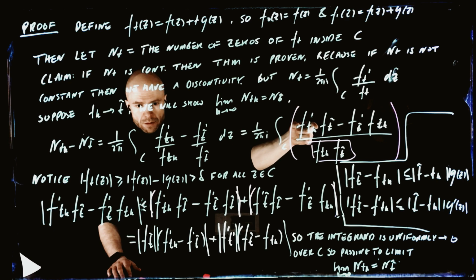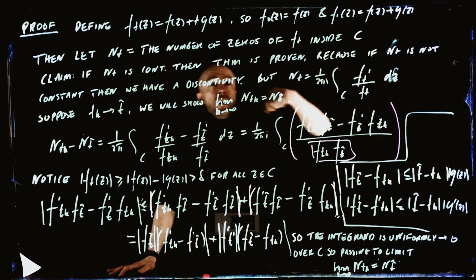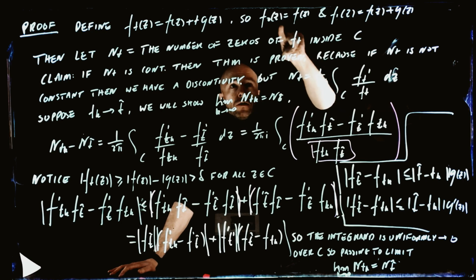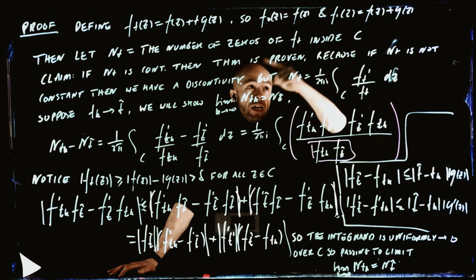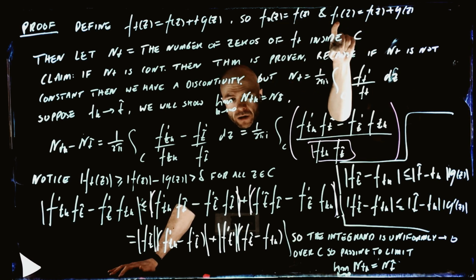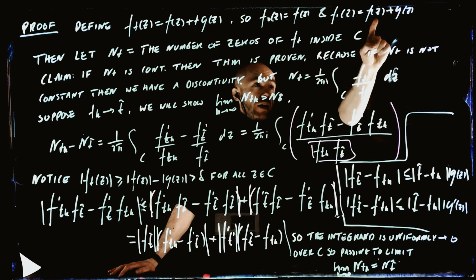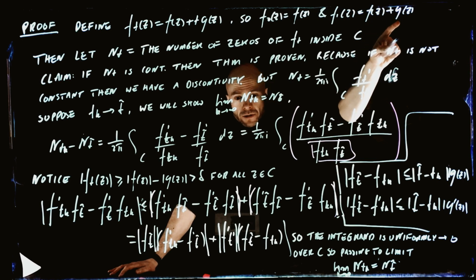Into the integers, therefore it's constant, and therefore the number of zeros of f is the same as the number of zeros of f0, because that's by definition, which is the same as the number of zeros of f1 by continuity, which is the same as the number of zeros of f plus g. And that proves the theorem. Yeah? Cool. That proves the theorem.